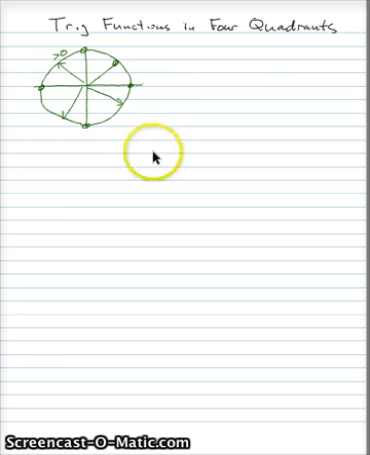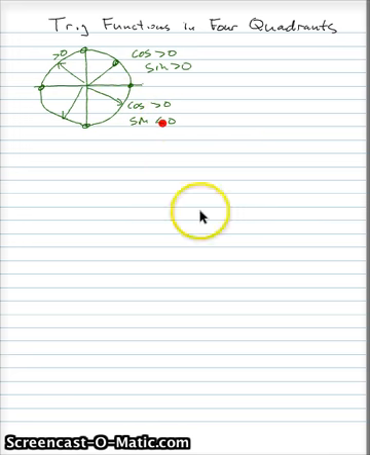So I've got 4 points. I've got one in quadrant 1, one in quadrant 2, one in quadrant 3, and one in quadrant 4. Now, the x value represents cosine and the y value represents sine. You'll notice x and y are both positive in quadrant 1, so cosine and sine are both positive. Here, x is positive, but y is negative, so cosine is positive, sine is negative. In quadrant 3, x is negative and y is negative. So cosine is negative and sine is negative in quadrant 3.